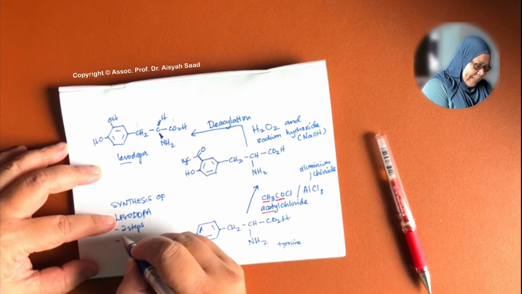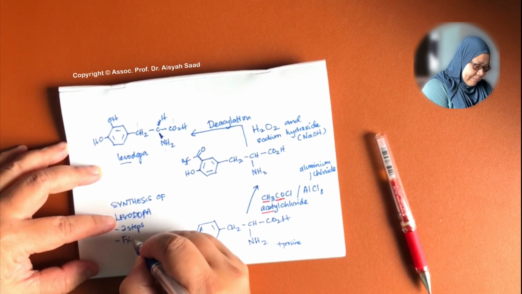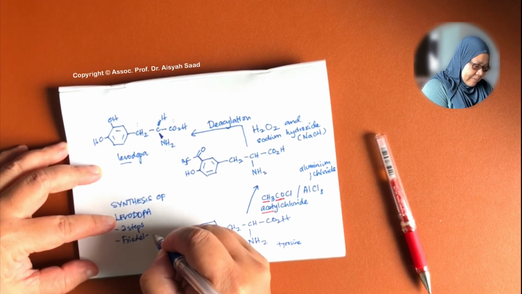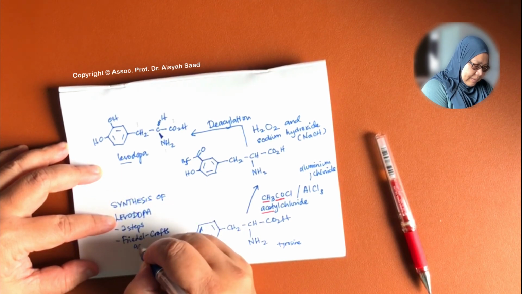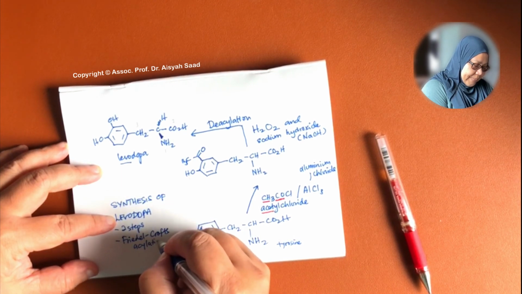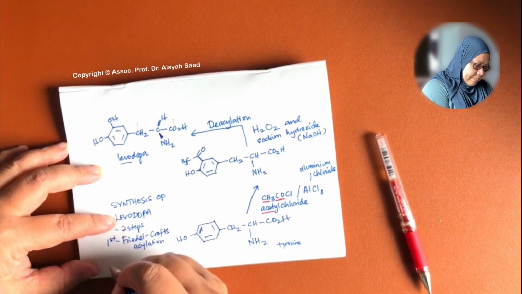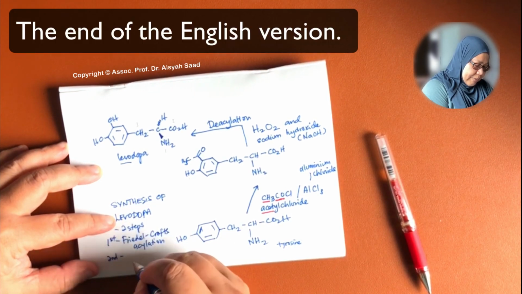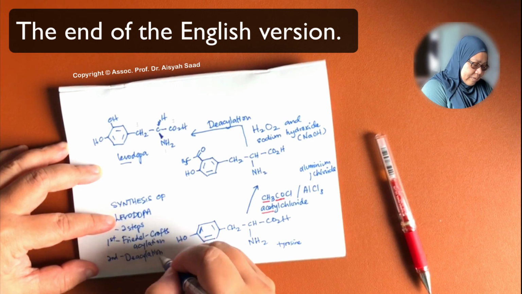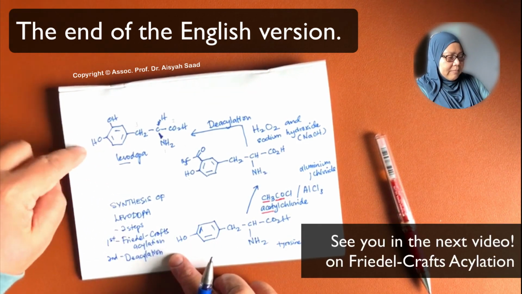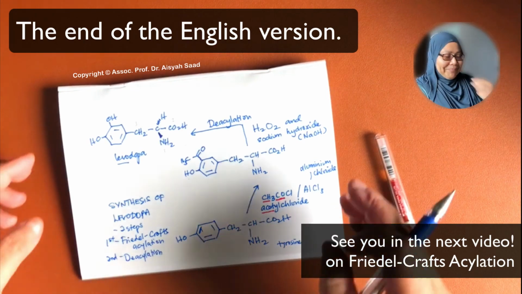So we have Friedel-Crafts acylation. That's the first step. And the second step, we have deacylation with hydrogen peroxide to give our levodopa. All right.